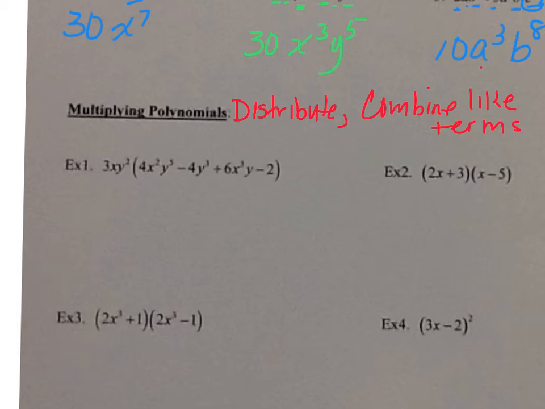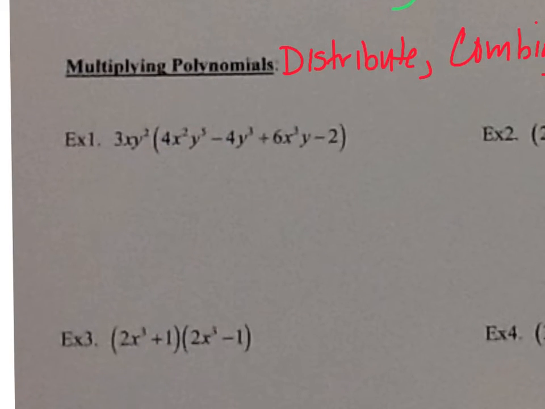All right, so let's take a look at the number 1. The number 1 is a monomial, and this is a polynomial. So remember, we have to make sure that we distribute. I'm going to take the number that's on the outside of the parentheses, and I'm going to distribute and multiply. So we have 3 times 4 is 12. X times x to the second is x to the third. Y to the second times y to the fifth is y to the 7th.